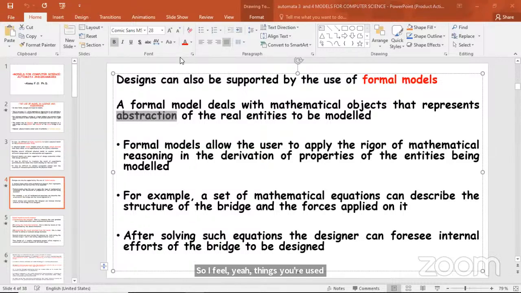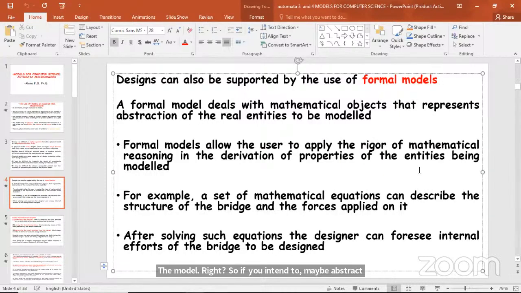So abstraction is just taking some properties, as it concerns the system that you want to model, that you feel are important to you. You take some of the properties, then you represent them using some formal language or some kind of formalism, to represent the entities you wish to model. So formal models allow the user to apply the rigor of mathematical reasoning in the derivation of properties of the entities being modeled.